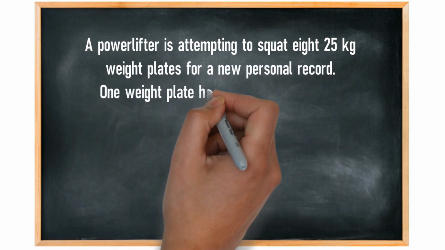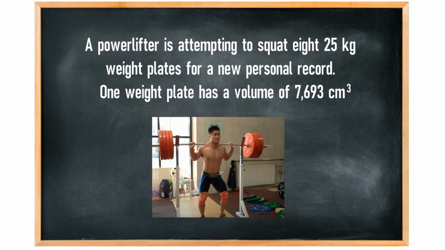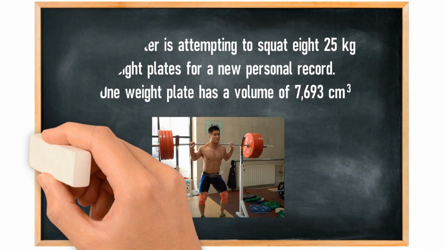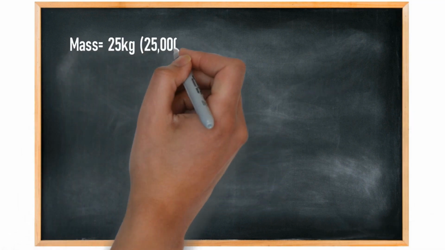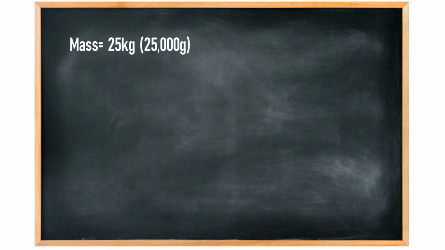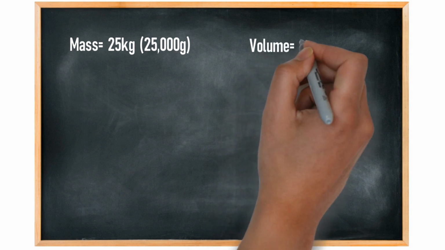A powerlifter is attempting to squat 8 25 kg weight plates for a new personal record. One weight plate has a volume of 7,693 centimeters cubed. Why not pause the video and have a go at calculating the combined density of the 8 weight plates? Okay, so in this question, we have been told each weight plate has a mass of 25 kilograms. And since there are 1,000 grams in a kilogram, 25 kilograms can be represented as 25,000 grams. Since there are 8 weight plates in total, we need to multiply 25,000 grams by 8.